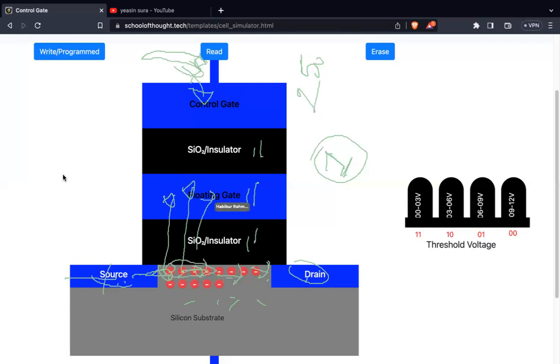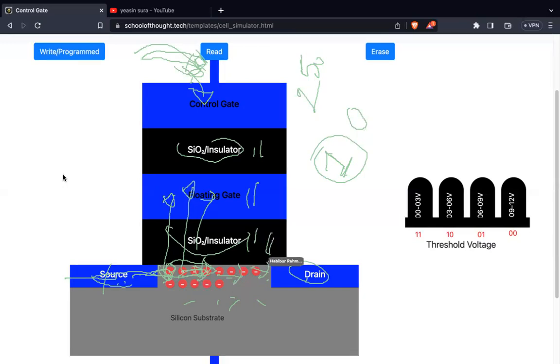And then if we apply again the threshold voltage, which is 5 volt, then what will happen? From source to drain, current will not flow. Then we can say this is written 0. Now, the question is why we need a silicon oxide or insulator? Because I told you that already, this is a barrier.